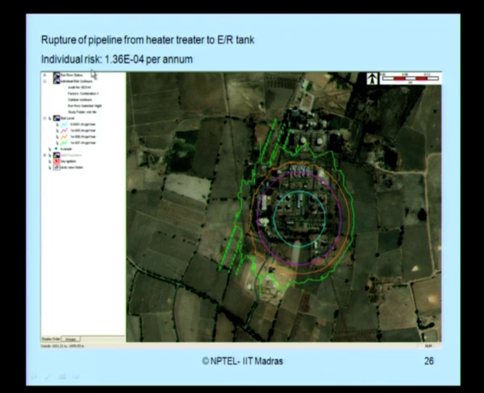The individual risk I get here is about 1.36 10 power minus 4 per annum, which is shown in the blue color here, and this is an acceptable region, this is an alarm region, and that is a safe region. So, you basically get a contour, and this is the epicenter of the problem where the plant or the GGS is located. This is a scenario for the pipeline rupture from heater treater to ER tank, which is already in the red region.